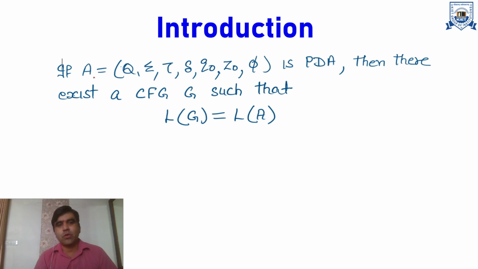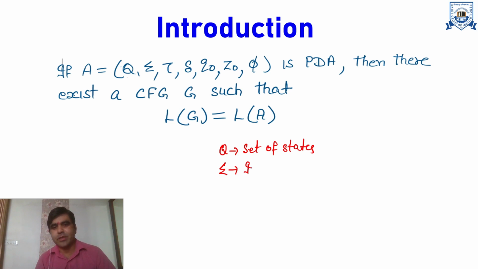If there is a push-down automata given by these septuple, where Q is nothing but a finite set of states. Q is your set of states of your push-down automata. Sigma is your input alphabet, the symbols from the input alphabet. Then tau is your stack alphabet, you can say stack symbols.